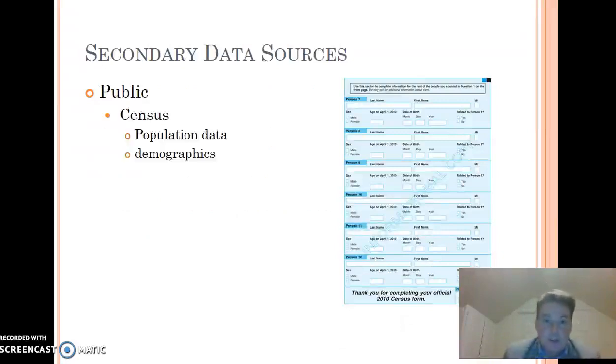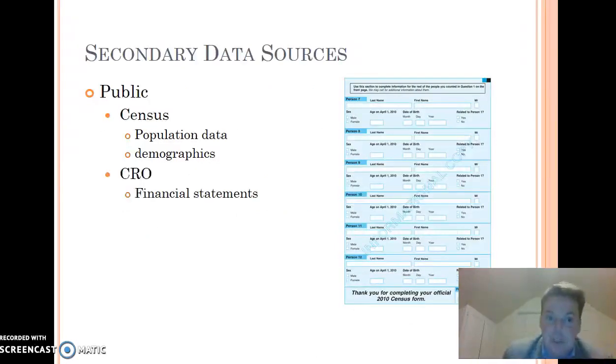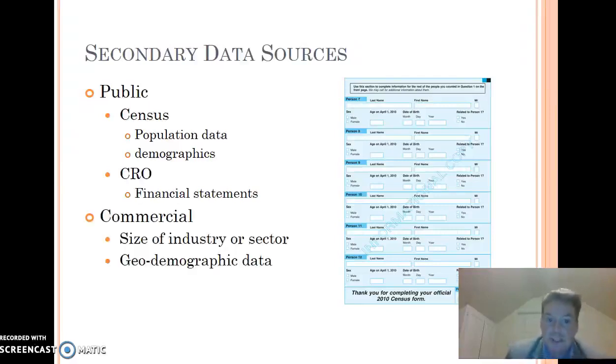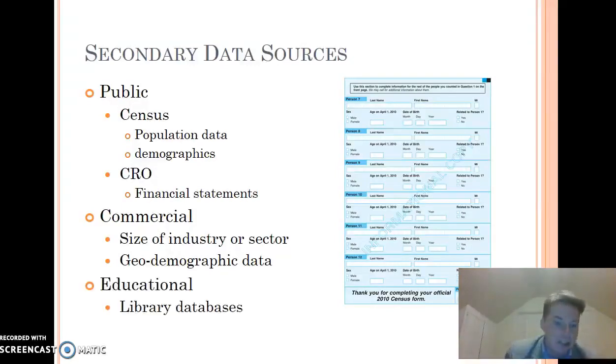So, public sources, things like census, population data, demographics. So this is information that's gathered every couple of years by the government to help with decision making. Companies House, the CRO, will have financial statements. And then you'll have commercial data sets about the size of industry and sector, demographic data. And then a huge resource of data that's available to you as students is library databases.